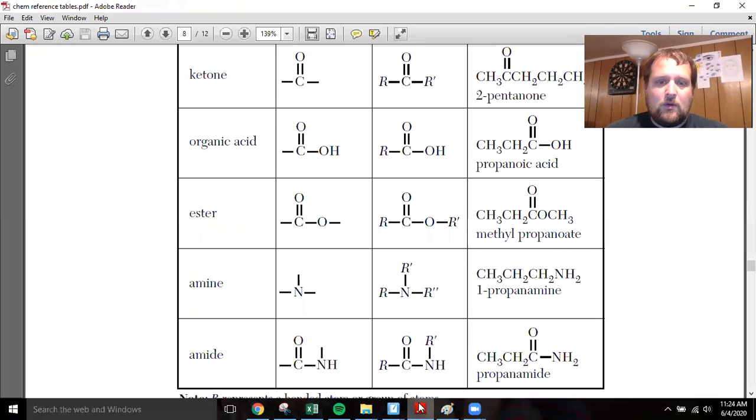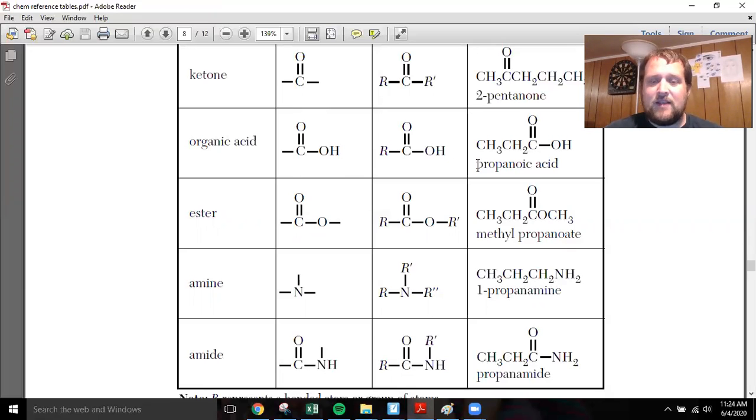So we go to table R, and right here, the organic acid, it's got a C double bond to an O, single bond to an OH. Be careful, it looks a lot like the ester, C double bond to an O, single bond to an O, but in this case, for an ester, it's not an H on the other side, it would be another carbon. So just be careful with that. But ours is an OH, so it's an organic acid.